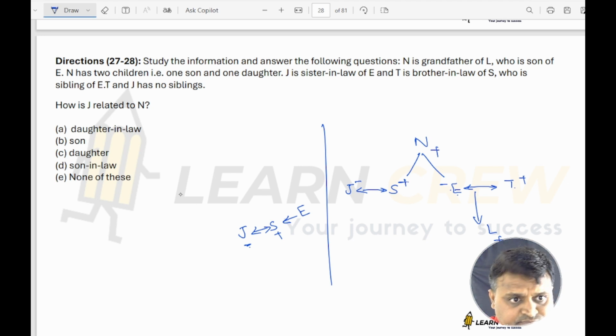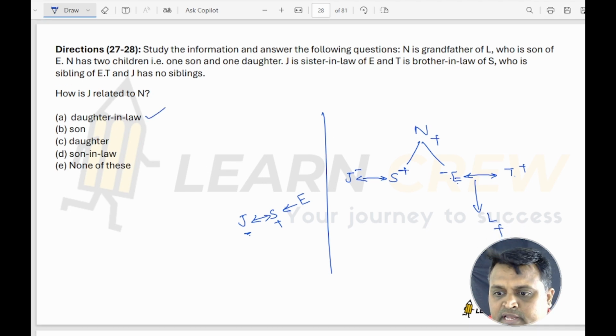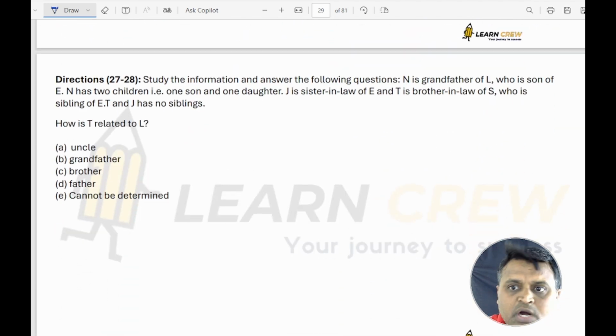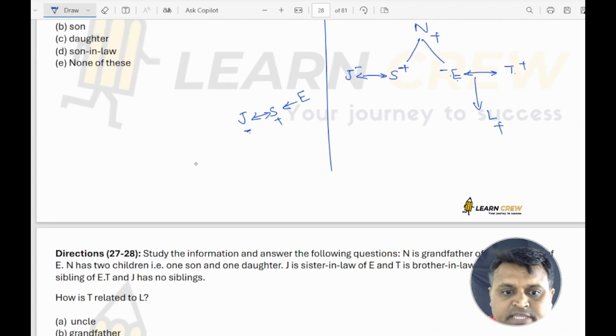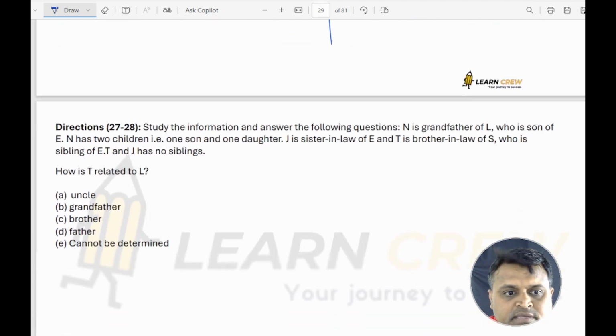How is J related to N? It is daughter-in-law, the son's wife. Next, how is T related to L? Father. So the second one is father.